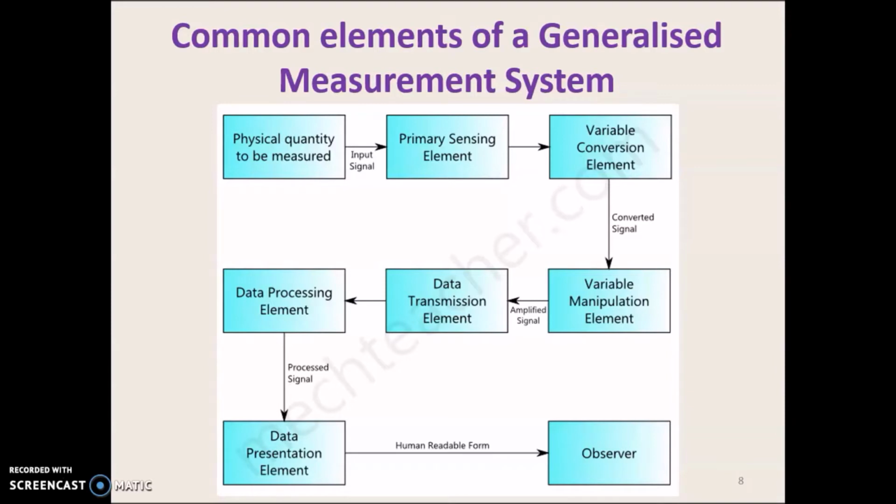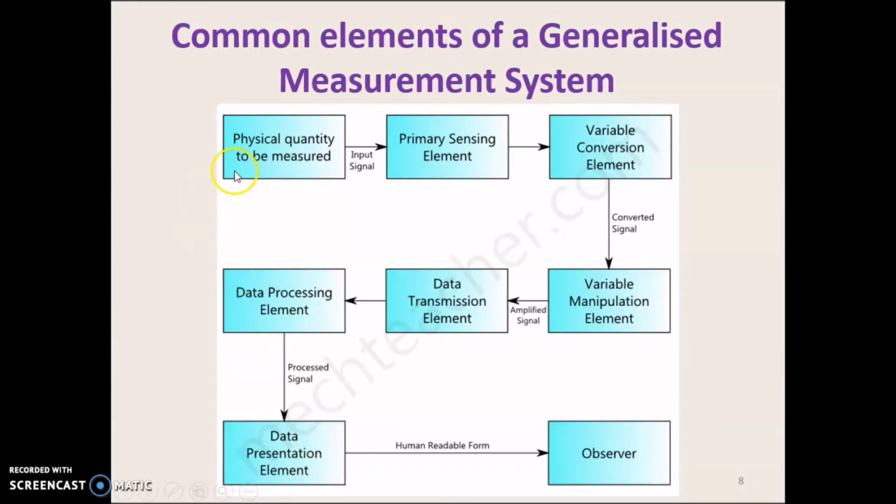Going into the topic, first we are going to see the first topic, that is common elements of a generalized measurement system. We have 6 different elements in a generalized measurement system: element number 1 primary sensing element, element number 2 variable conversion element, element number 3 variable manipulation element, element number 4 data transmission element, element number 5 data processing element, and element number 6 data presentation element.